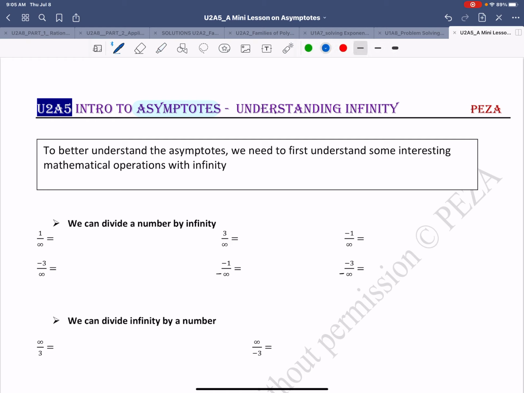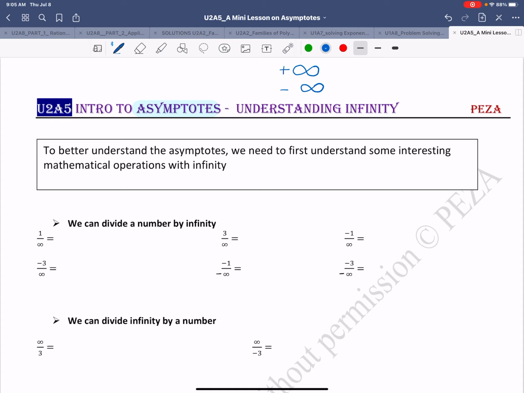Infinity, by the way, is not a number. Infinity is a descriptive word or a name that we give to numbers that are very, very, very large, and we call them positive infinity, or very, very, very small. We call them negative infinity.